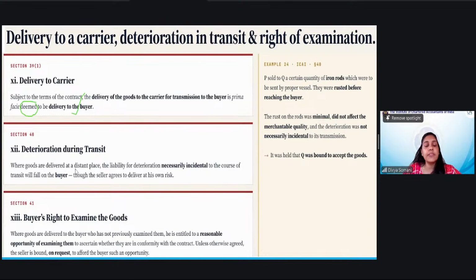So when the goods are delivered at a distant place, the liability of the deterioration necessarily incidental to the course of transit will fall on the buyer, though the seller might have agreed to deliver at his own risk. So according to the law, it is the liability or loss of the buyer. He has to bear the loss of any kind of deterioration which has happened during transit.